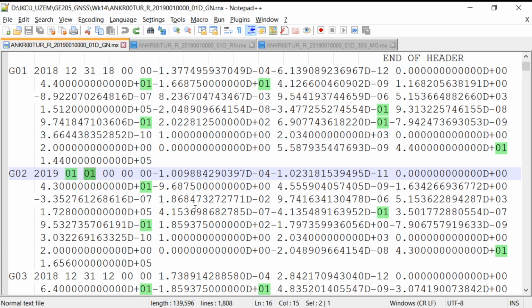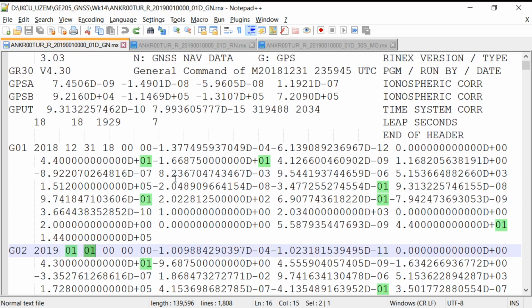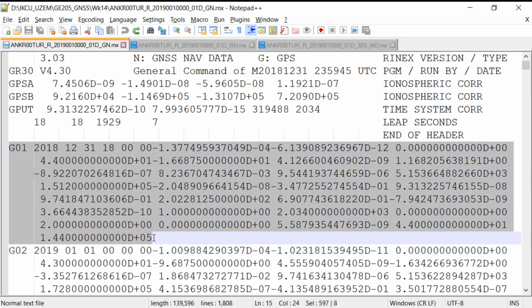You can see the satellite's orbital parameters. The GPS satellite's coordinates are given every 2 hours. For example, this navigation data is for the 1st of January 2019. That's why you can see, for the entire day within a 2 hour interval, all satellites' orbital information. Within these 8 lines of the block, you can compute each satellite's three-dimensional coordinates in an Earth-centered, Earth-fixed coordinate system.